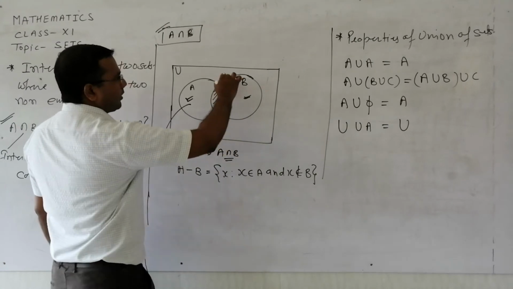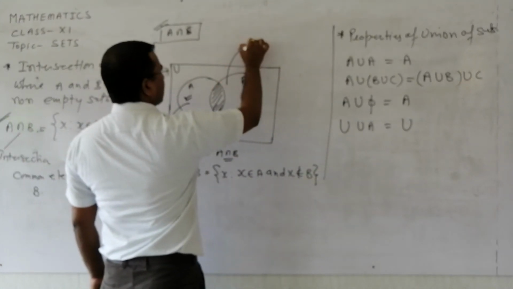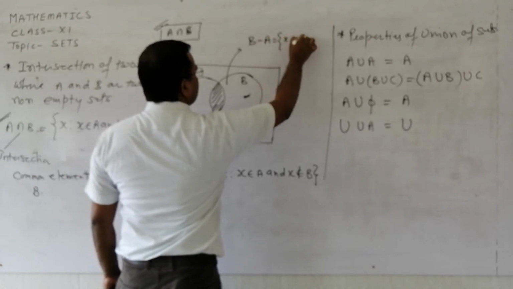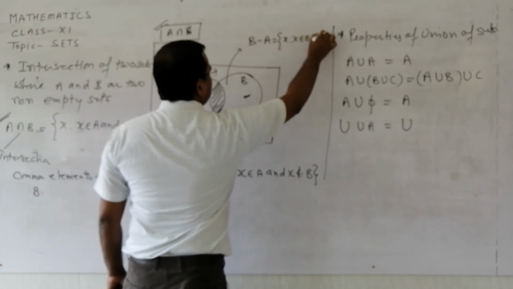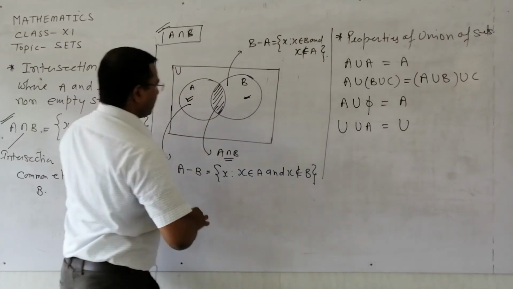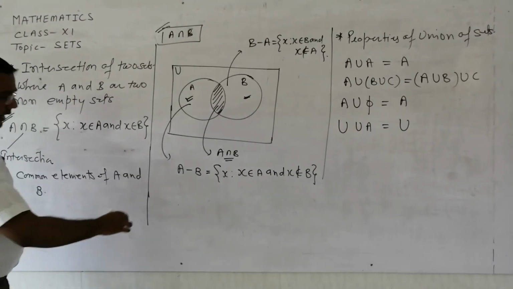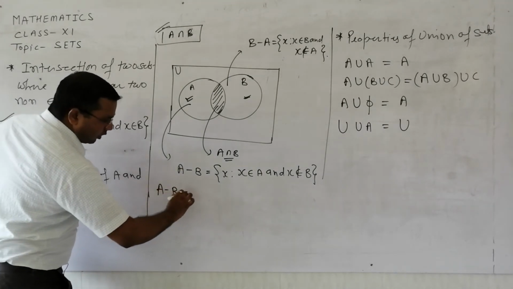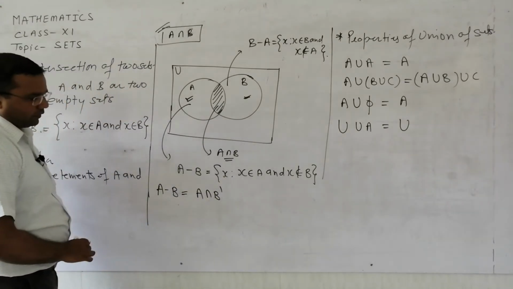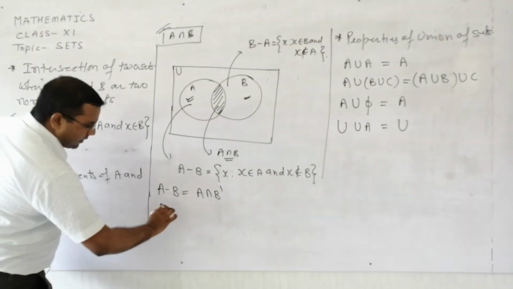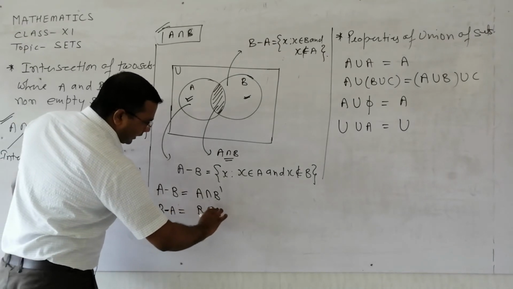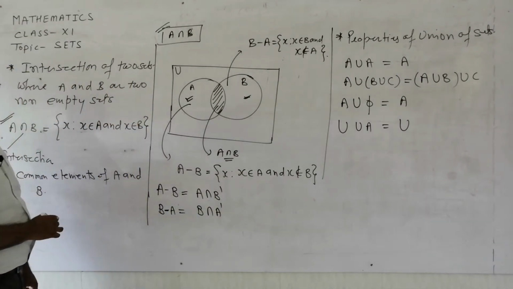Similarly, if we are talking about this particular part, this is called B minus A. It is X such that X belongs to B and X does not belong to A. So like this we can represent. And A minus B is also represented by A intersection B complement. Similarly, B minus A is also represented by B intersection A complement.